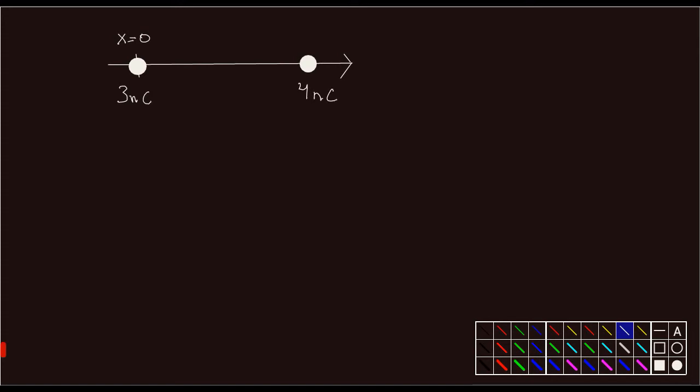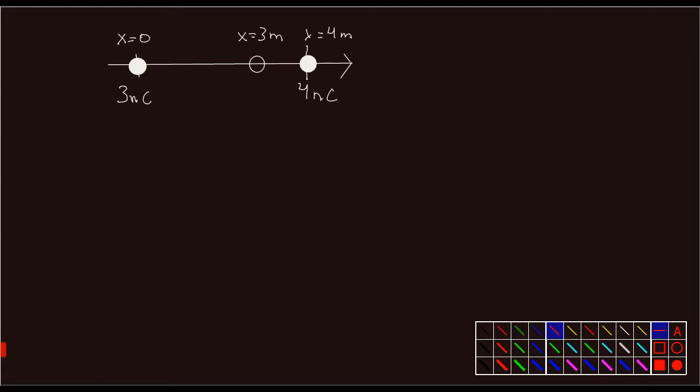Now let's take a point closer to the 4 nanocoulomb charge, and we'll set that to be x equals minus 3 meters. The 4 nanocoulomb charge will be at x equals 4 meters. Alright, so what do we have happening at the open circle at x equals minus 3?